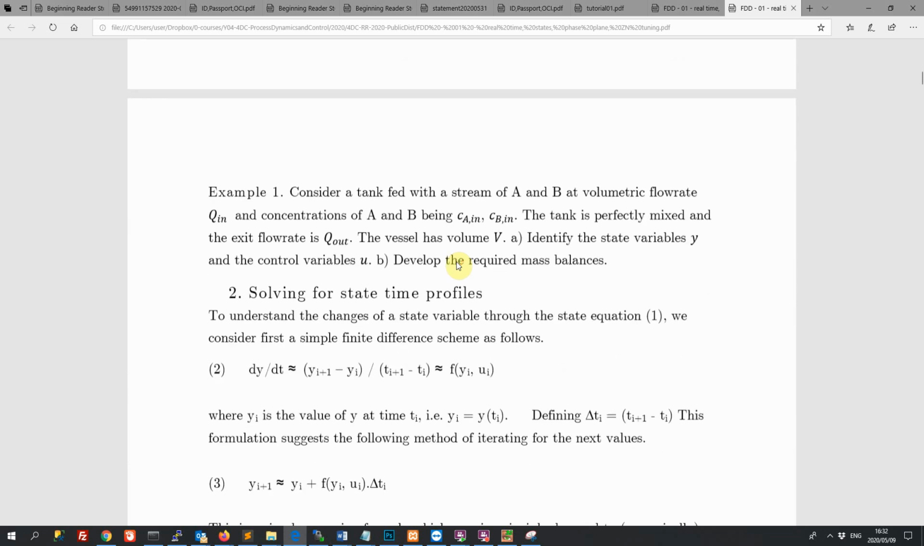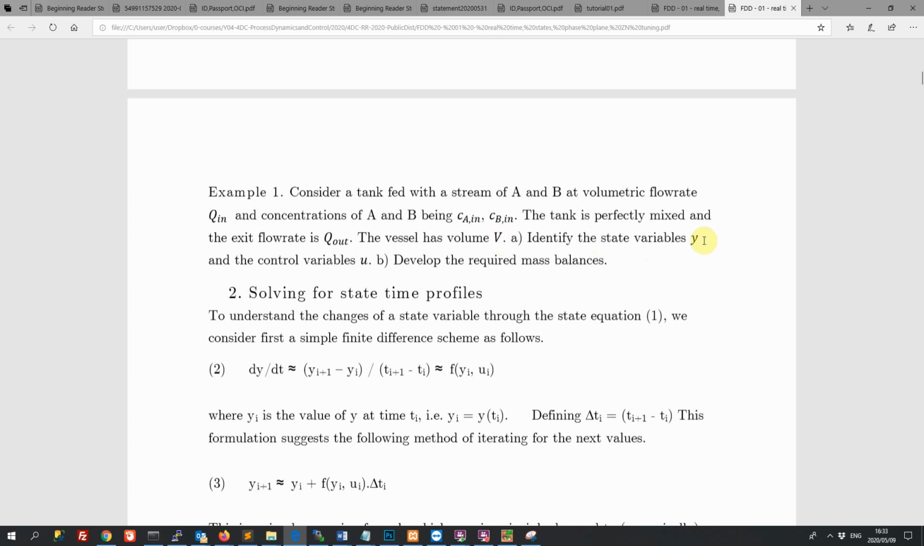And then let's look at this example. So we've got the tank here being fed with A and B, and it looks like they're in the same stream Q in, and their concentrations in the stream are Ca in and Cb in. The tank is perfectly mixed, and the exit flow rate is Q out. It's not saying here that these flow rates are equal. So generally speaking, we have to respect that the volume may be changing, right? It doesn't say that it's in the gas phase or anything like that. So it could be a liquid phase, hence the volume may be changing with time.